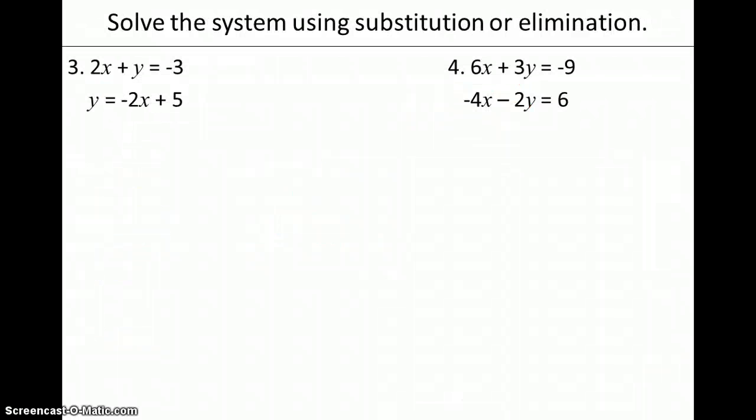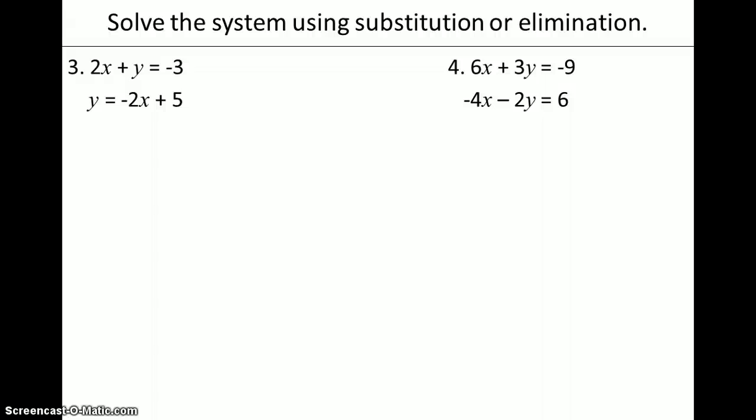Okay, the next one, solve the system using either substitution or elimination. This is where you now have a choice. You can pick whichever method you like, whichever one looks easiest to you. When I pick, I'll tell you what happens in my lovely little mind, and you can see why I pick what I pick.